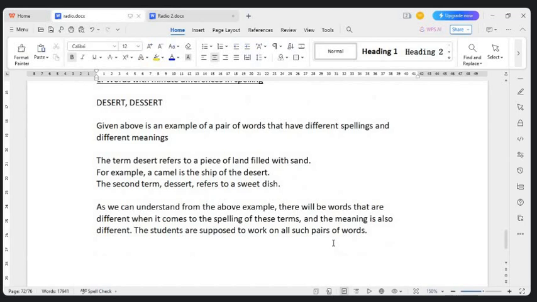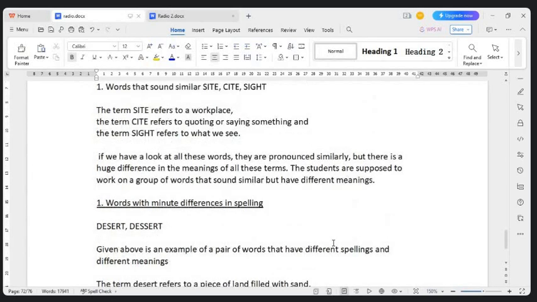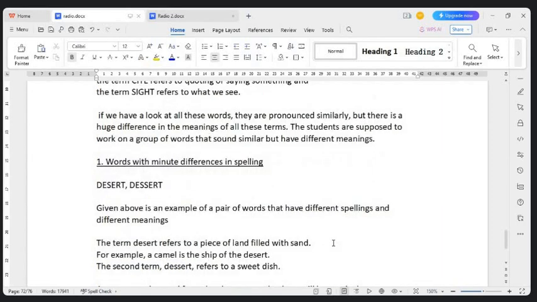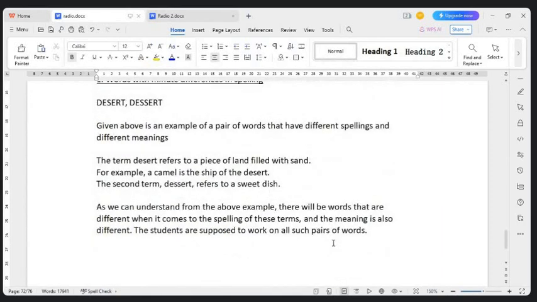Now, the two sets of words that we have discussed right now, site, cite, sight, and desert, dessert. You will have to get back to these words after the session. Sit down, think, and let me know if you're able to frame a few more sentences. Just in case you want some help from us, please do let us know. We will help you with more such words, and we'll help you frame sentences with those.